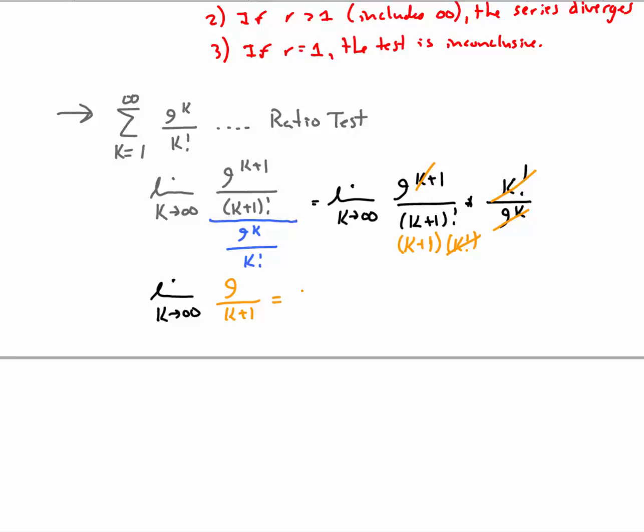Now when I take my limit here, this is going towards 0, and we need a reason why, because the degree in the numerator is less than the degree in the denominator. Now if we look at our rules, remember this limit is our value for r. So we get that r equals 0, which is definitely going to be less than 1. So therefore, for this particular instance, this would converge.